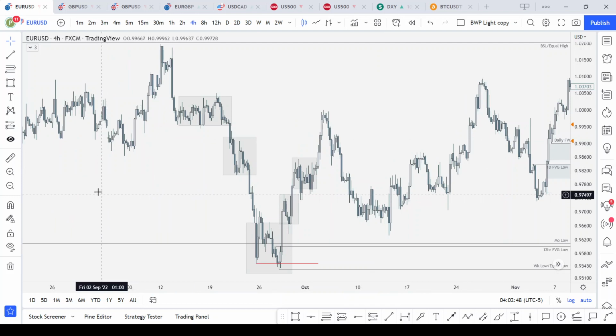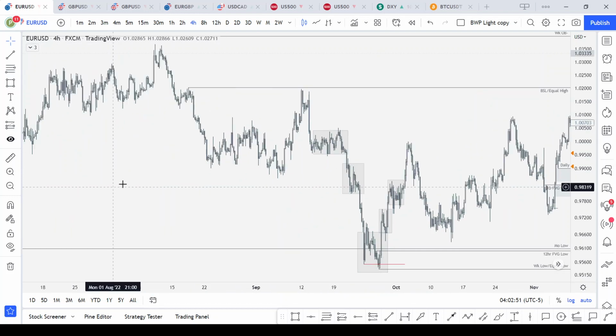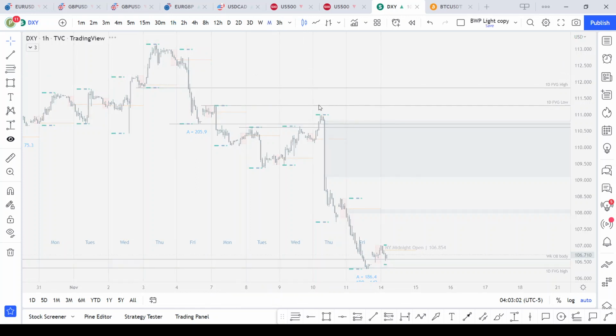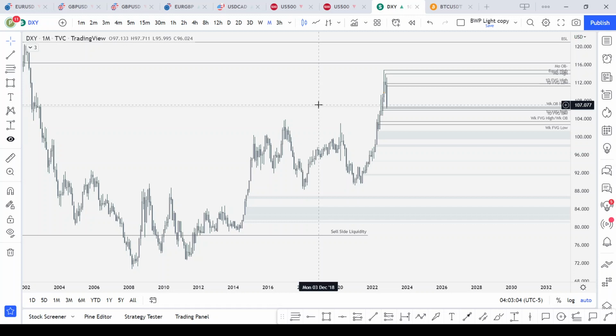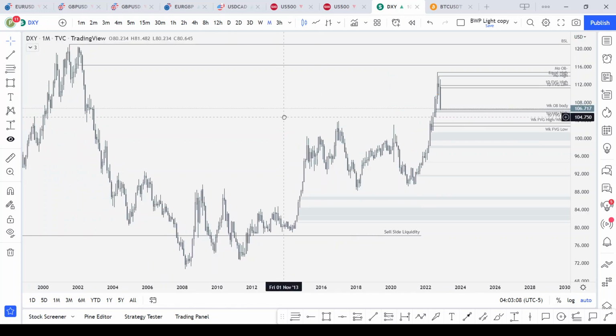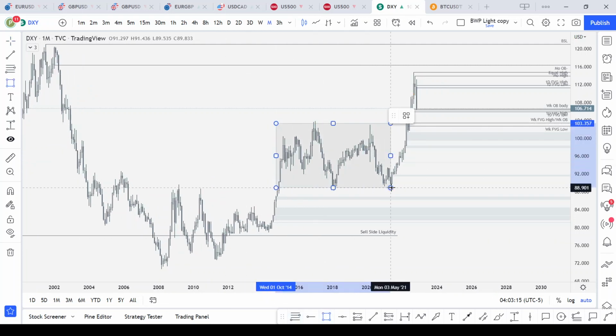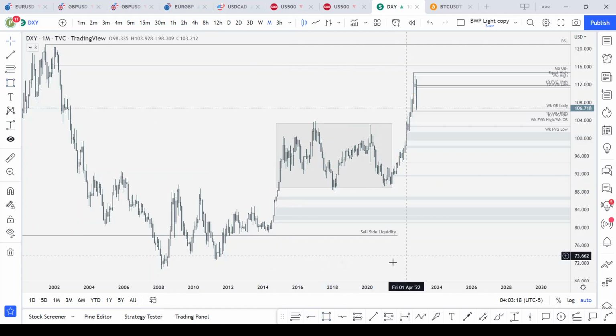There are a lot of examples. I can go back in time and show you lots and lots of examples. Even on BTC, let me show you the DXY. Okay, I've been bullish on DXY. The reason I've been bullish on DXY is because I saw a market maker sell model playing out on the monthly time frame. Okay, this is the initial consolidation. Here we have the run into resistance. That is a run into resistance.